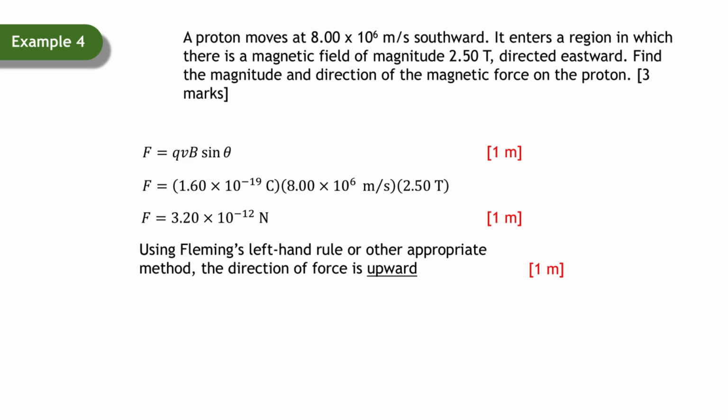In example 4, we want to find the magnitude and direction of the magnetic force on the proton, which moves at 8.00 × 10^6 meters per second southward, and it enters a region in which there is a magnetic field of magnitude 2.50 T, directed eastward. Using the magnetic force equation for a point charge, we determine the magnetic force F equals 3.2 × 10^-12 newtons and its direction is upwards.